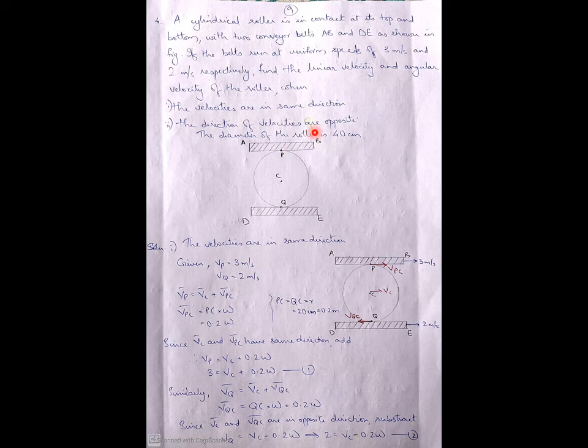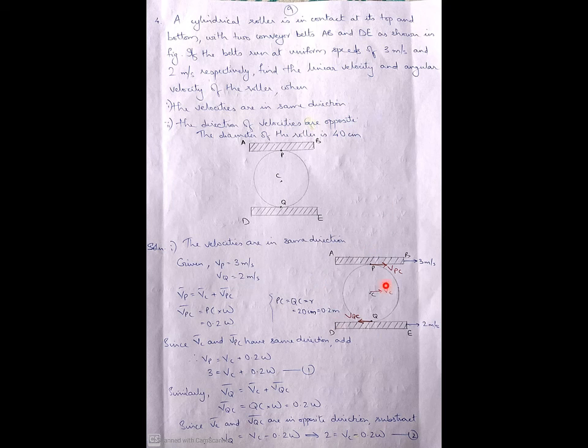So this figure is given in the question itself. There is a roller. There are two conveyor belts AB and DE. P is the midpoint of AB. Q is the midpoint of DE. C is the center point. So let us see the first part, if the velocities are in same direction.